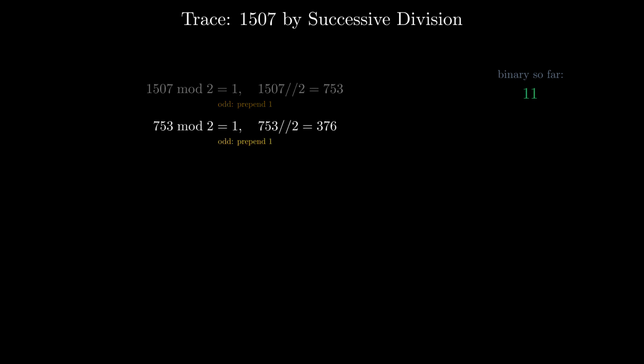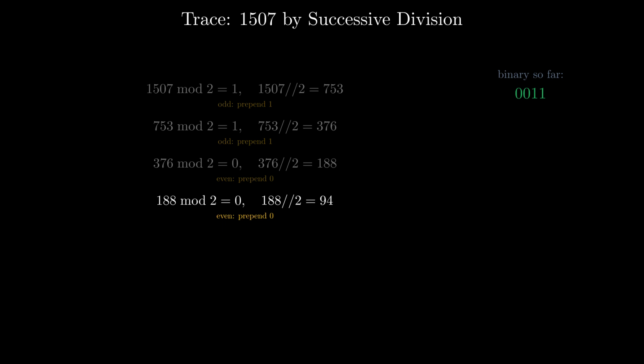Let's trace 1507 through this recipe. 1507 is odd, so prepend the bit 1. Dividing by 2 gives 753. 753 is odd, prepend the bit 1. Halving gives 376. 376 is even, prepend the bit 0. Halving gives 188. 188 is even, prepend the bit 0. Halving gives 94. 94 is even, prepend the bit 0.